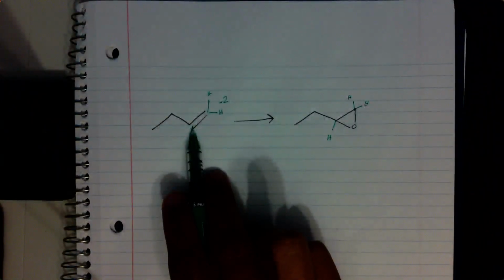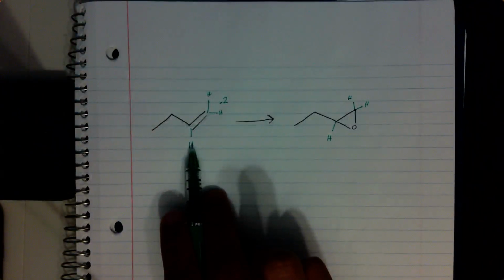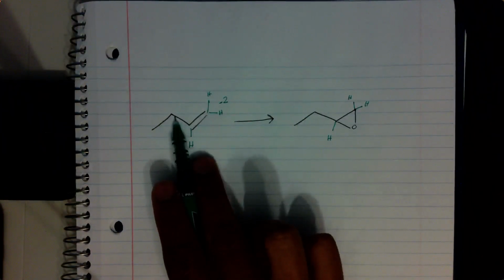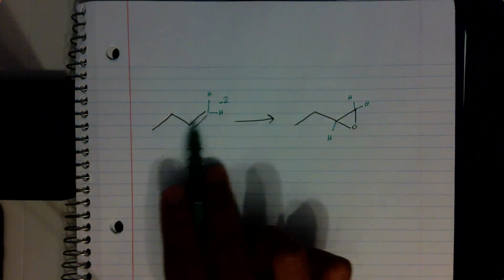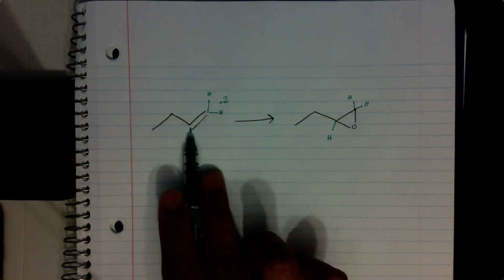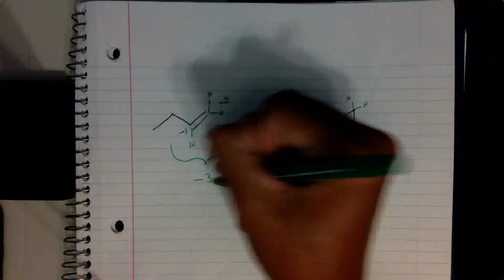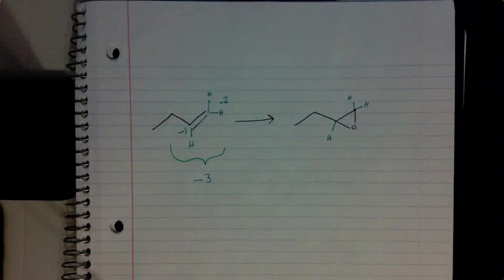If I look at this one, there is 1 bond to a hydrogen, and then there's 3 bonds to carbon. So that would be a +0, +0, and another +0. So we just have a -1 on this side. Overall, we have a -3. Okay, let's look at this guy over here now.